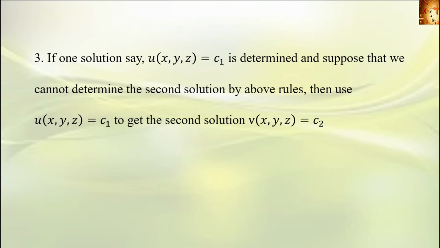First one is comparing any two fractions and by direct integration we can solve the system. Or second one, using some multipliers, we can make the denominator 0 and then by direct integration we get the solutions. And the third one is, if one solution is obtained and there is no method to get the second solution, then we can use the first solution to get the second solution v. So these are the methods for solving the auxiliary equations. Okay, so these are the basics. Then next we are moving to the problems.